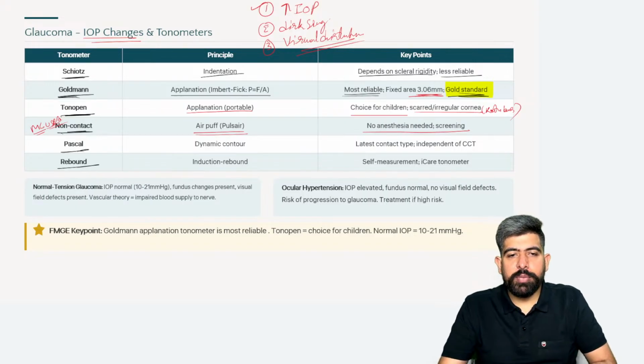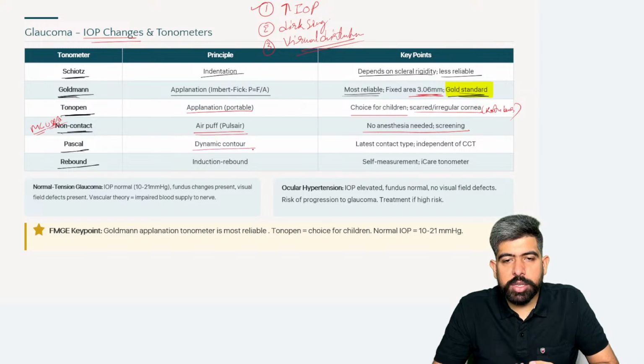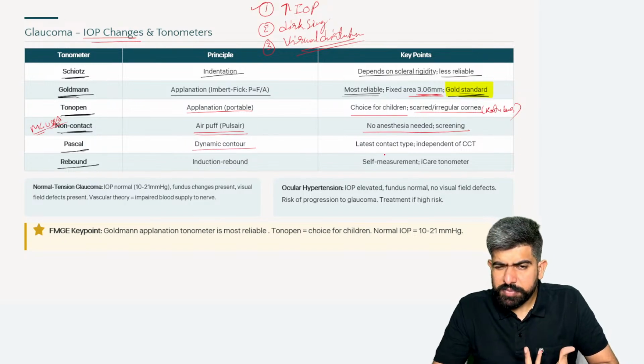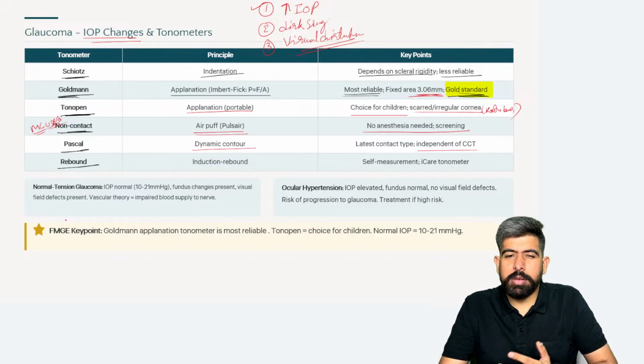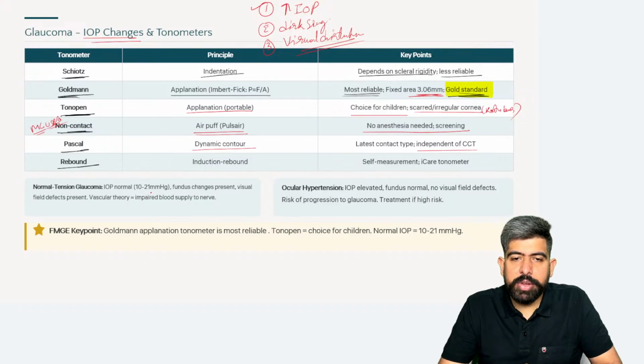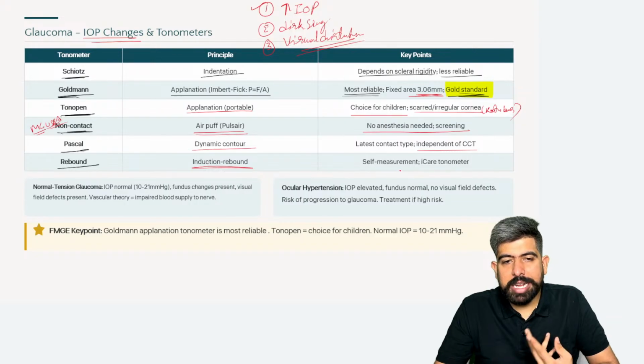Moving forward, the PASCAL is working on dynamic contour, and this is the least contact type, which is independent of the CCT. But we are not using it. Yes, the rebound we are using, which is the introduction of the rebound, as the name suggests.